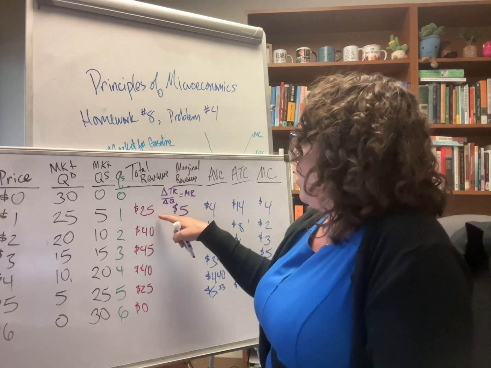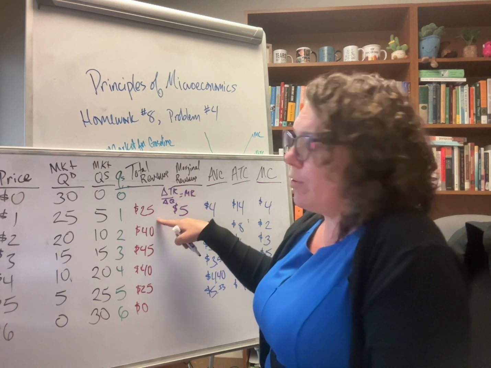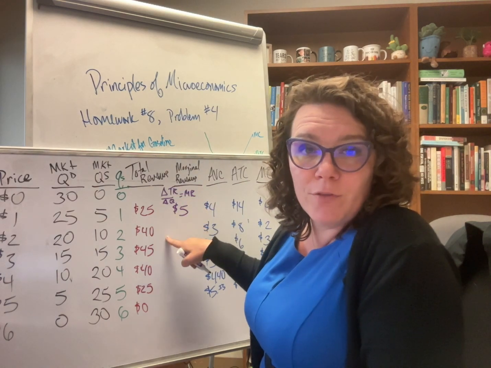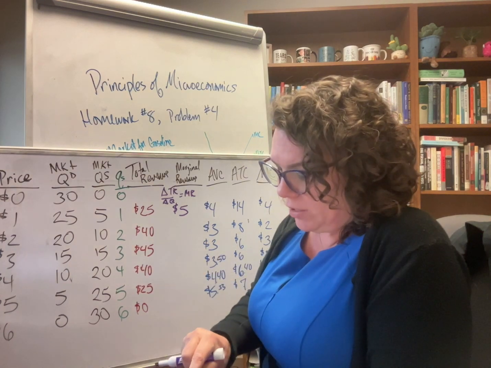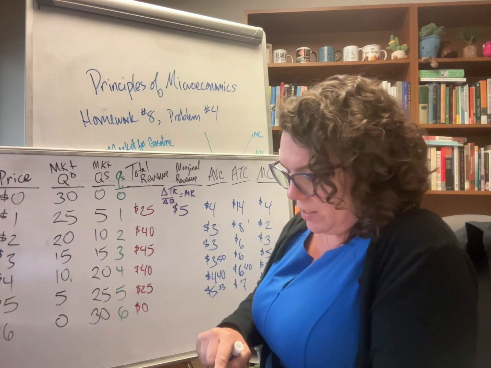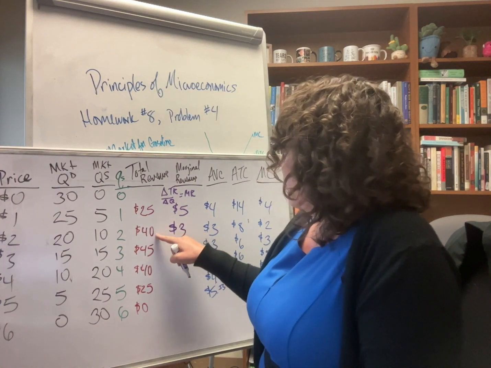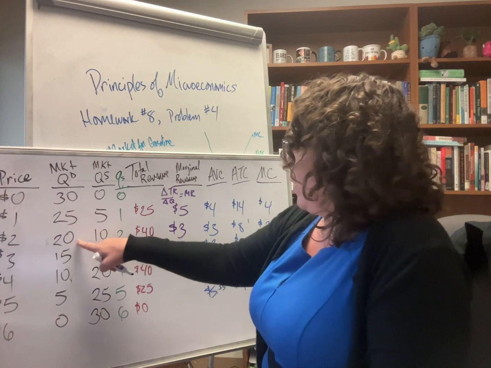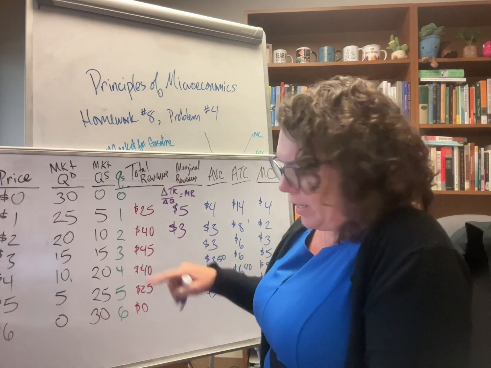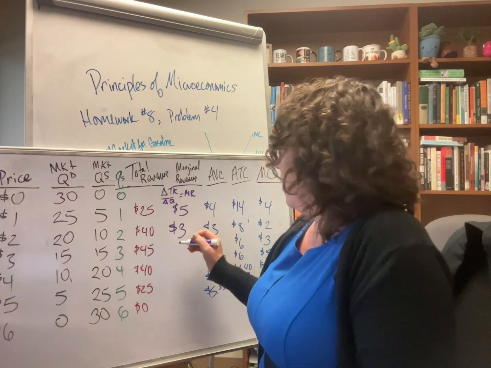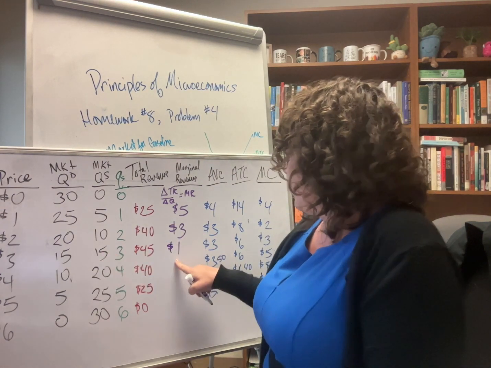So 25 divided by 5 is going to give us marginal revenue of $5. When we go from a revenue of 25 to 40, the change in total revenue is $15. $15 divided by 5 units is going to give us a marginal revenue of $3. Then we go from 40 to 45, and we're going to divide that by the 5 units. So $5 in revenue change divided by 5 in quantity demanded is going to give us $1.